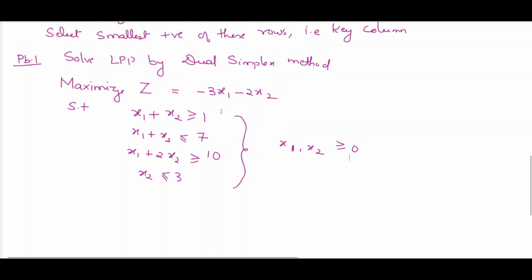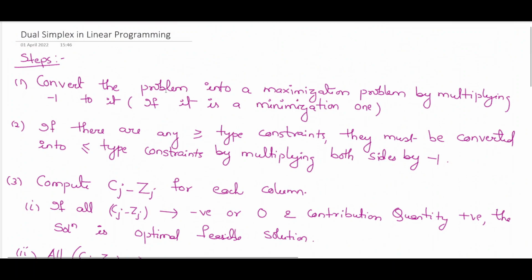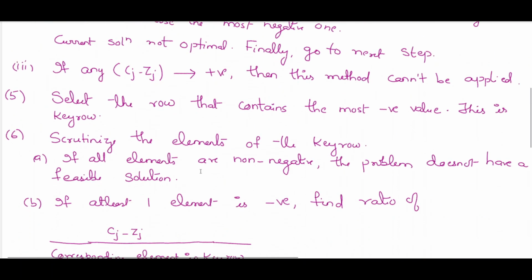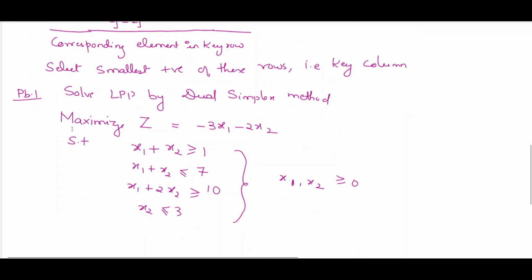Now, how to solve by the dual simplex method? Dual simplex means it involves greater than equal to, less than equal to, maybe equal to symbols also in the constraints. So the very first step that you should follow is to convert the problem into a maximization one if it is a minimization one. And how will you do it? You will multiply it by minus 1. So you can see that this problem is already a maximization problem. So in this case there is no need to convert it into a maximization one. If instead of maximization z it would have been a minimization one.